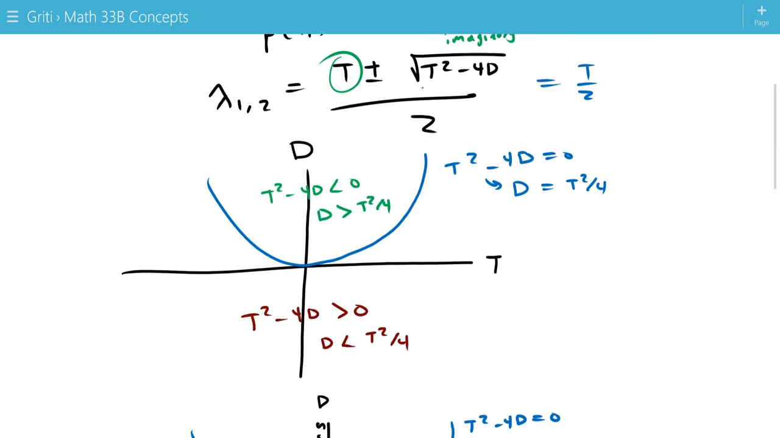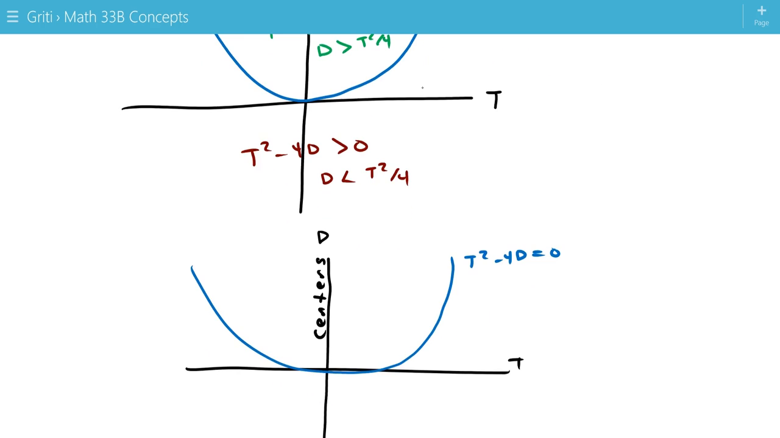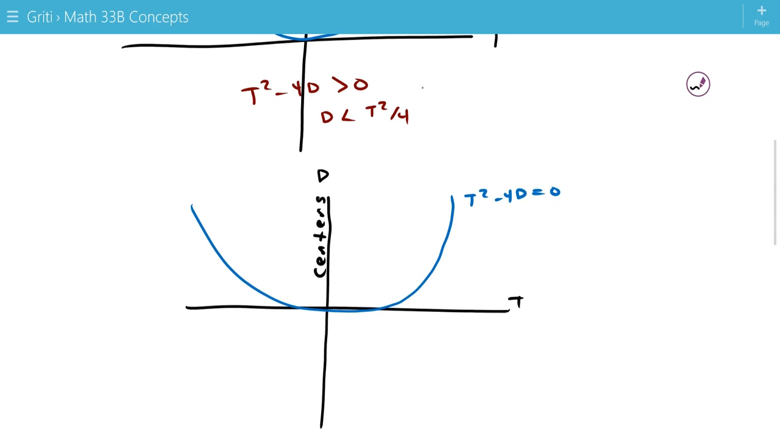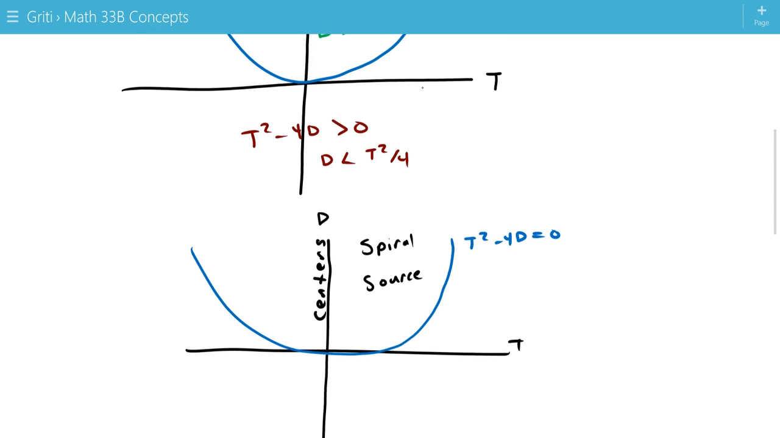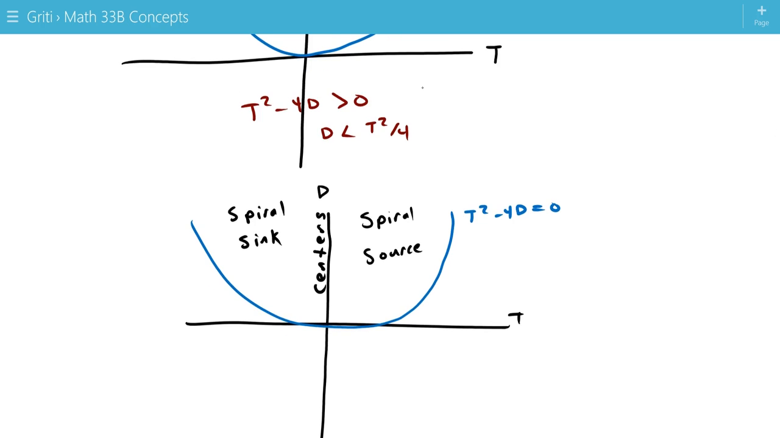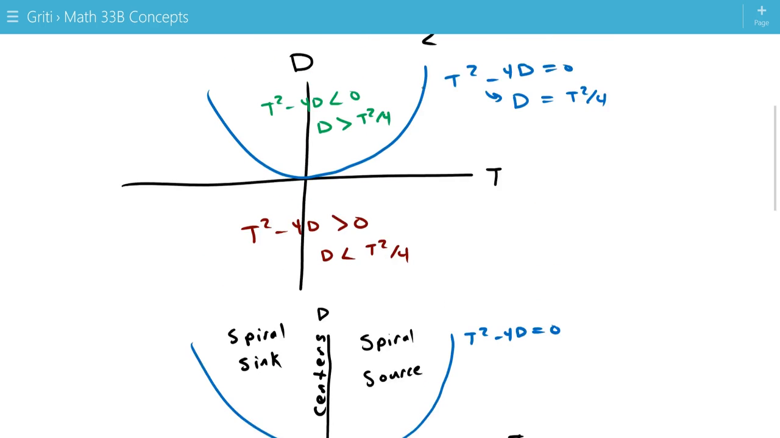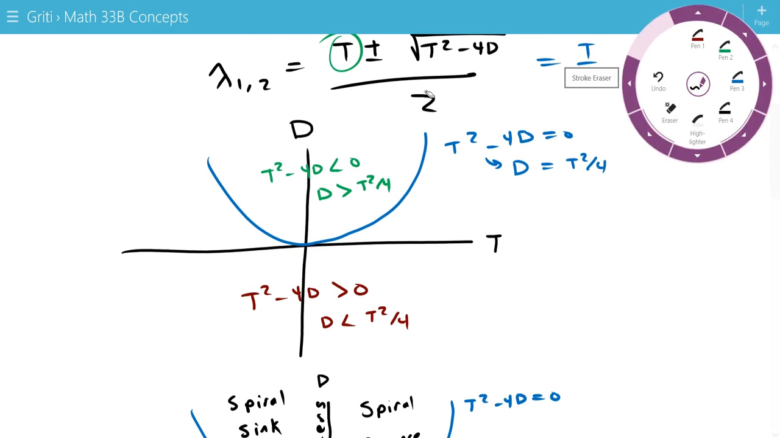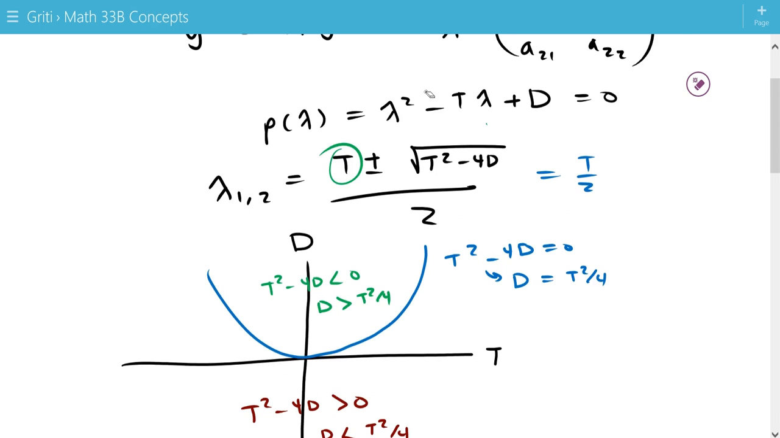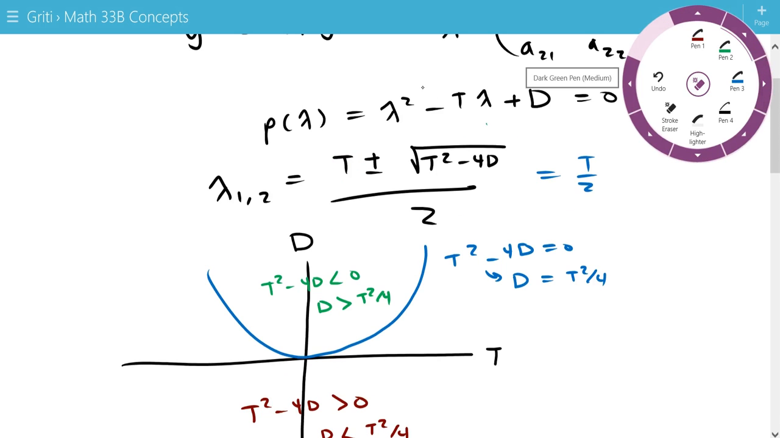If the trace was positive, we had a positive real part, and our solution spiraled out from the center, so we got a spiral source. If our trace was negative, we got a solution that spiraled into the center, so a spiral sink. If we had t squared minus 4d greater than 0, then this was also real.